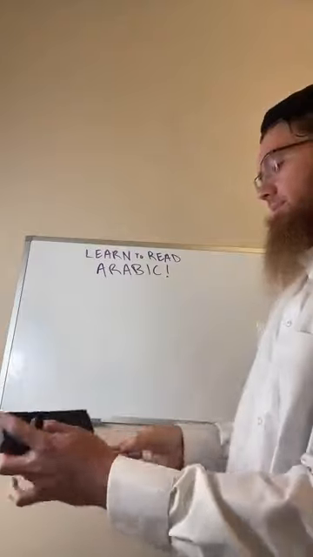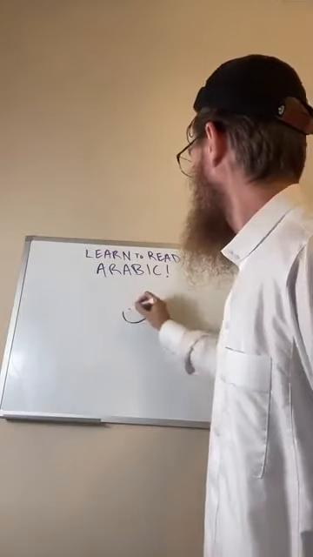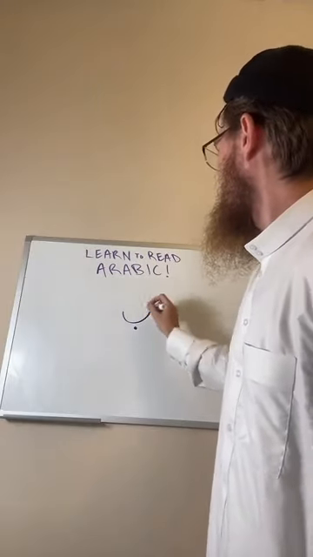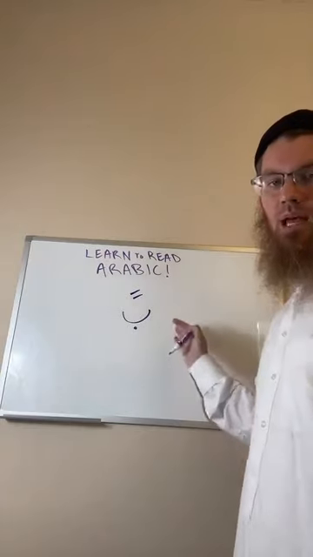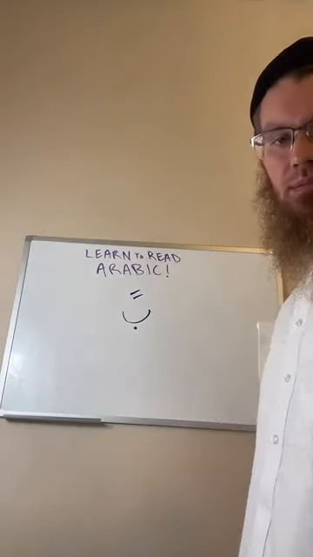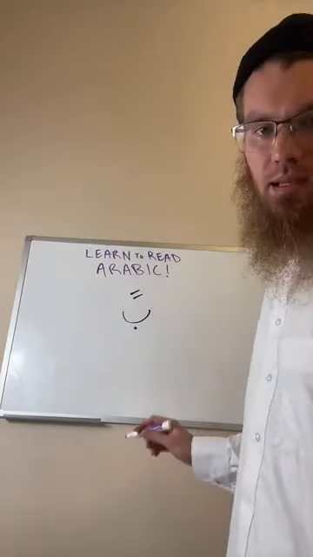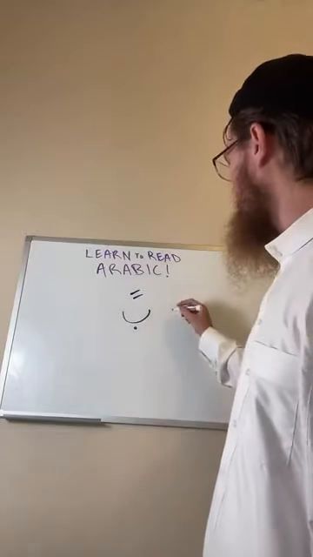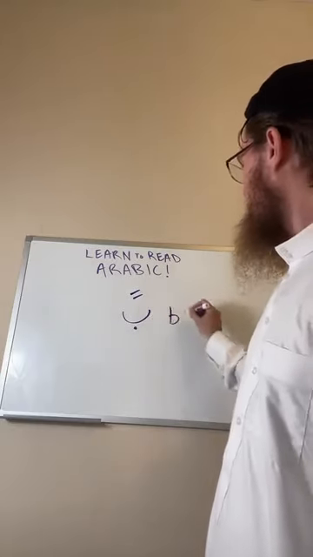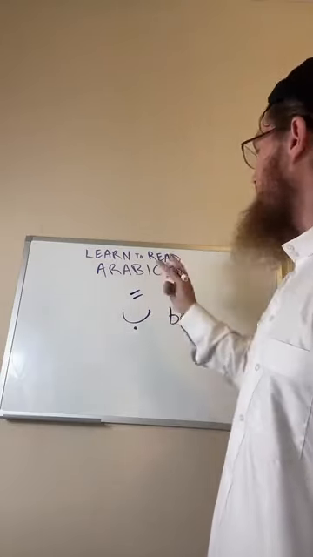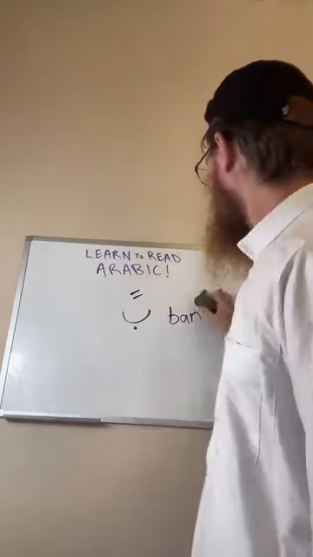Let's quiz you real quick. So if I have this letter, and I have these symbols, how would I read this? What sound does this represent? Excellent. Ben, right? The letter ba sounds like B, the fatha sounds like A, and then the second fatha sounds like N. Ben.